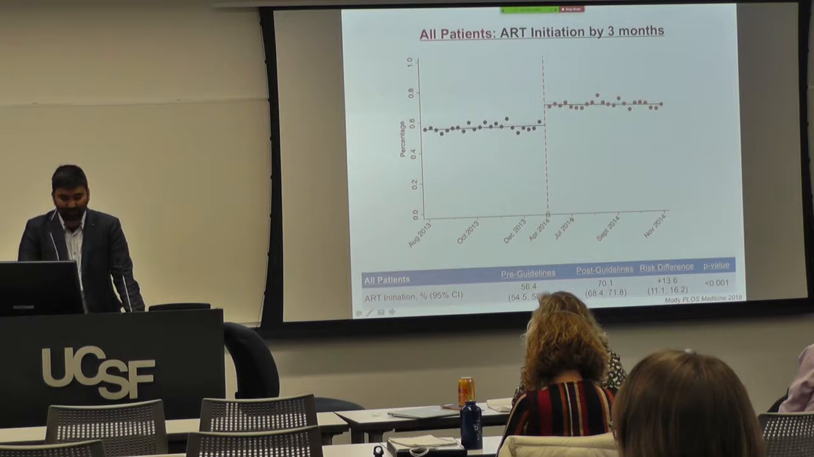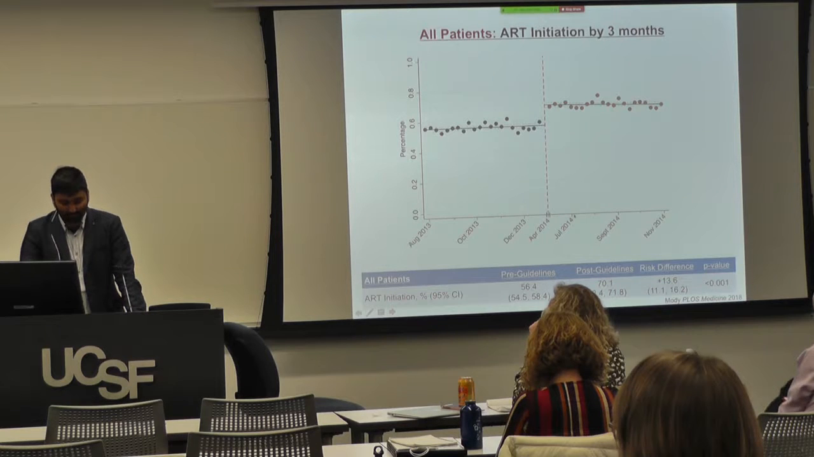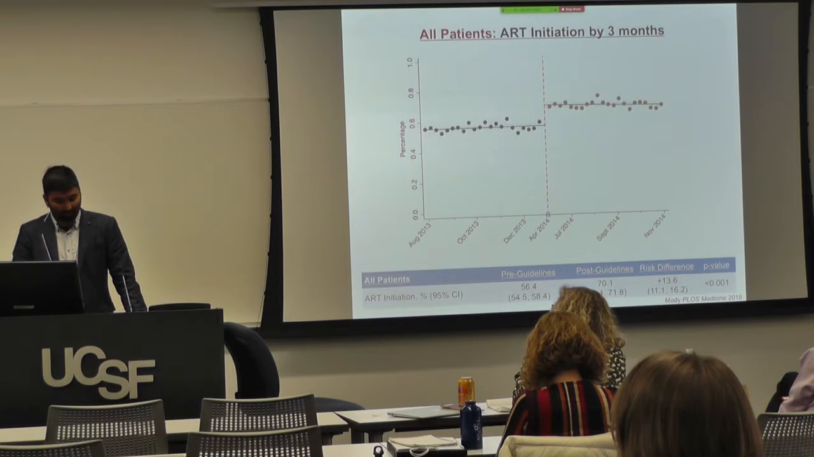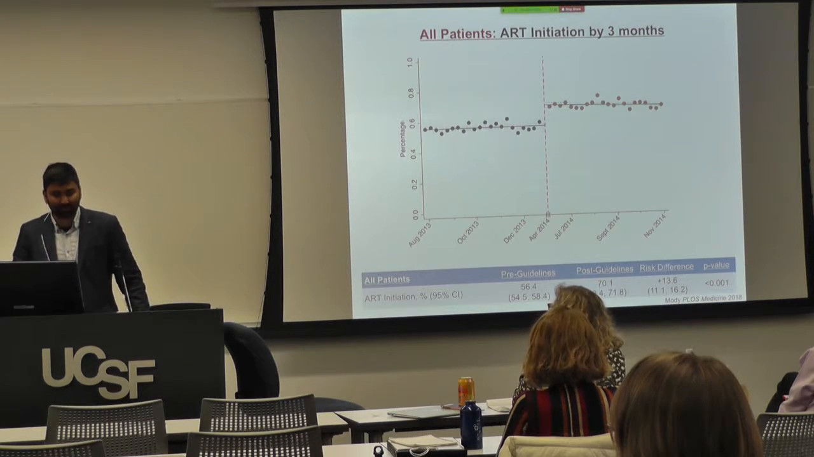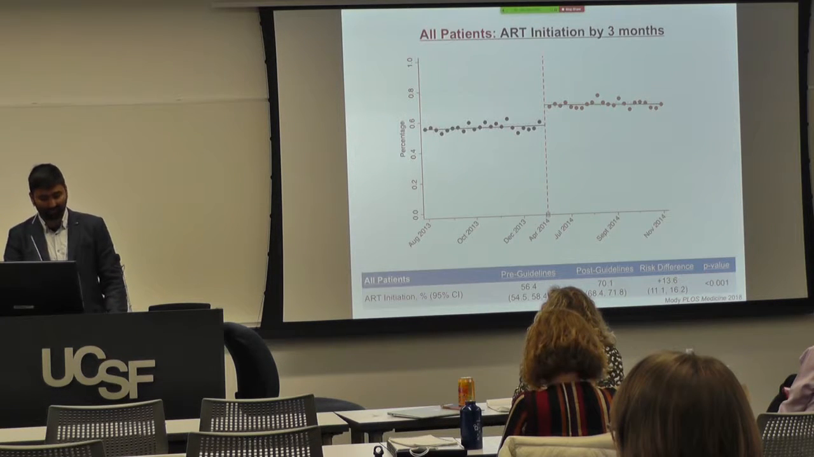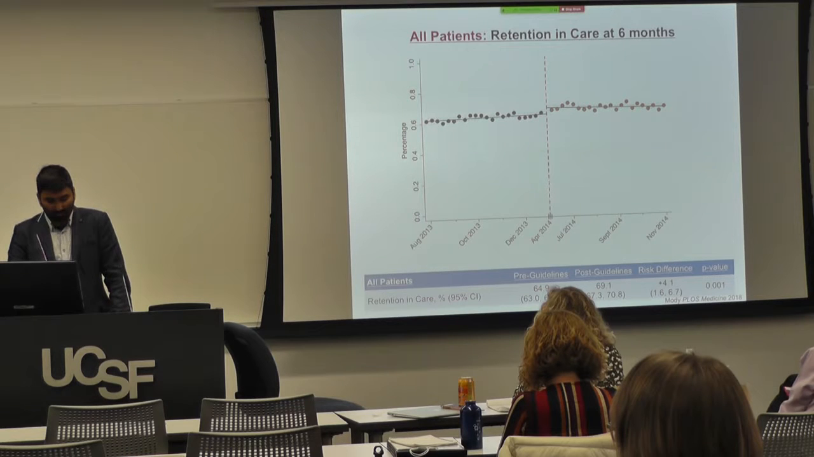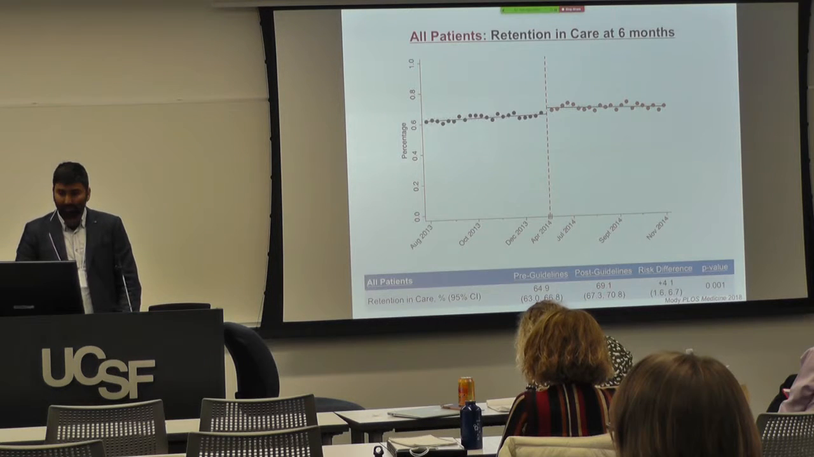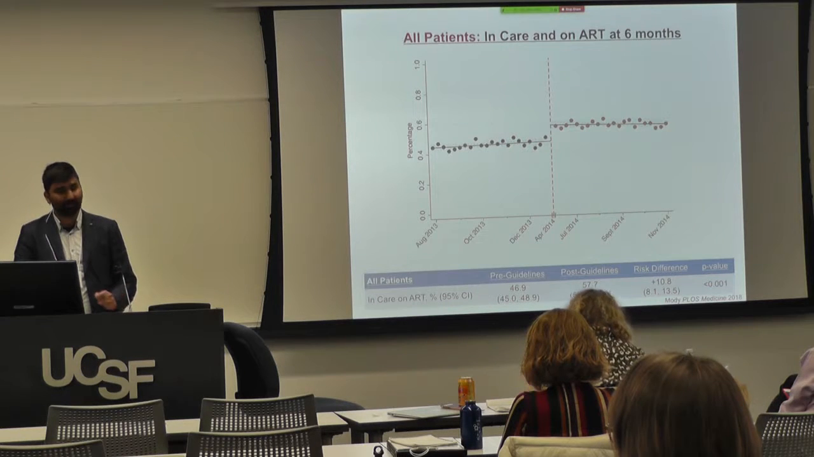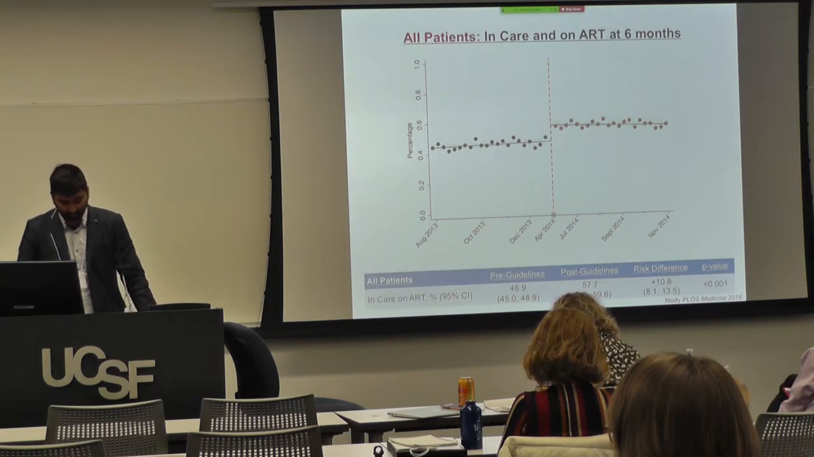So this first set of slides shows the results from the RD analysis in the overall patient population. The x-axis shows the time since the guidelines were rolled out, with the dotted line representing the date of implementation. And then the y-axis represents the percent of patients with the outcome. In this case, it was percent with ART initiation at 3 months. So as you can see, implementing the new guidelines led to a 13.6% increase in ART initiation at 3 months in the overall clinic population, a 4.1% increase in retention and care, again in the overall clinic population, and then implementing the new guidelines also led to an 11% increase in the percent of patients who had both initiated ART in 3 months but were still in care at 6 months.